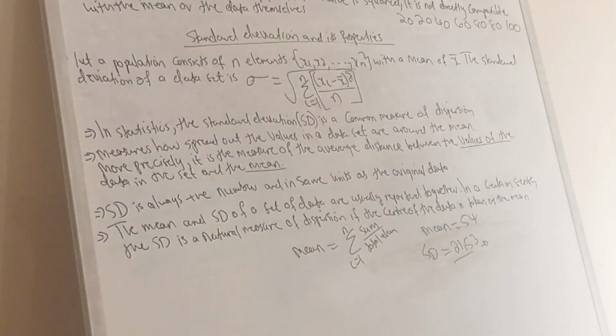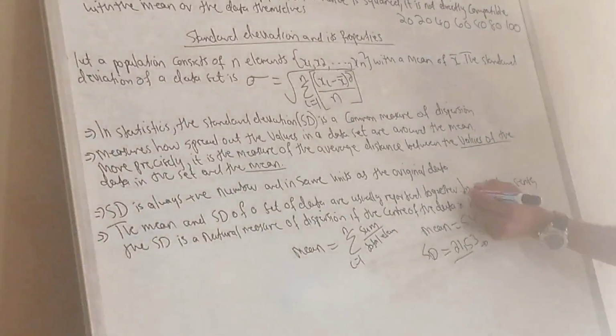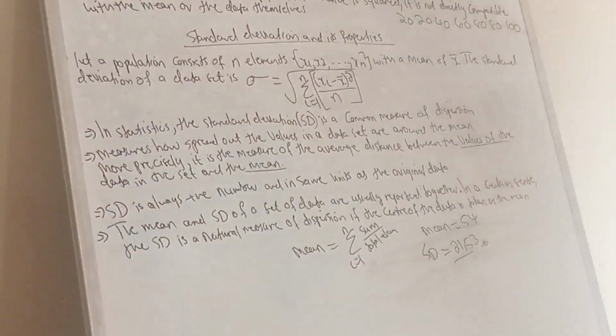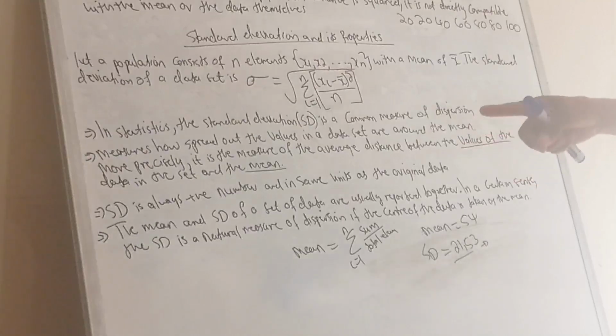The mean and standard deviation of a set of data are usually reported together in a certain sense. The standard deviation is a natural measure of dispersion if the center of the data is taken as the mean.